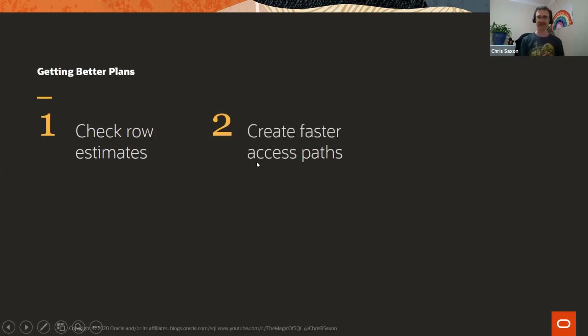If the query is still too slow when the estimates are good, then you've got to ask yourself, well, can we create faster access paths? Can we create indexes to speed things up? Can we create materialized views? You know, if we want really big performance gains, can we start looking at things like database in memory or partitioning to change things even further? How can we reduce the work we're doing to read those rows?